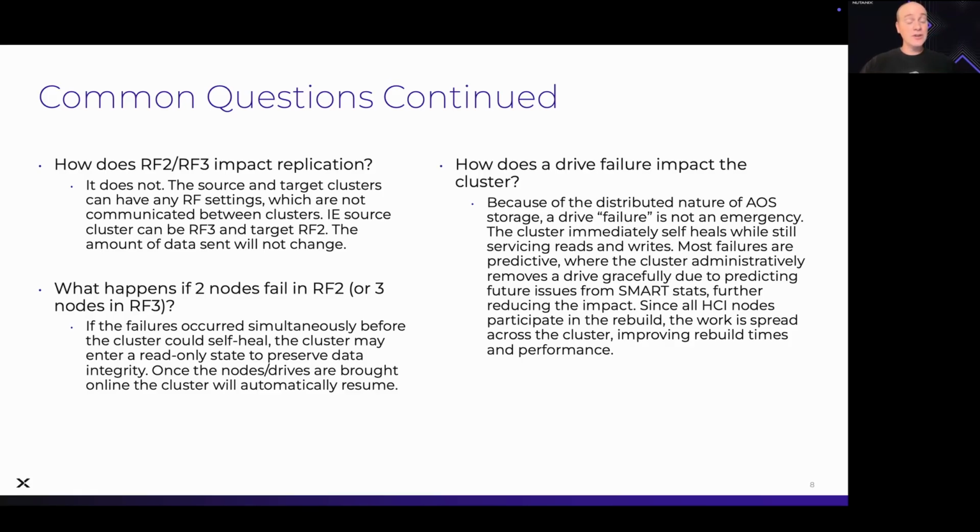The next big one that's going to come up is, okay Eric, if I've got that 3-node cluster and 2 nodes die, what is going to happen? Or if I have a 5-node cluster that's RF2 and I have 2 nodes die, what is going to happen? The most likely scenario is that if those failures occur simultaneously before the cluster can self-heal, the cluster is most likely going to enter a faulted, read-only state to preserve the remaining data, or to preserve that data integrity. Once those nodes and drives are brought back online, the cluster will do some self-checks and will actually automatically resume. I've seen this in person several times.